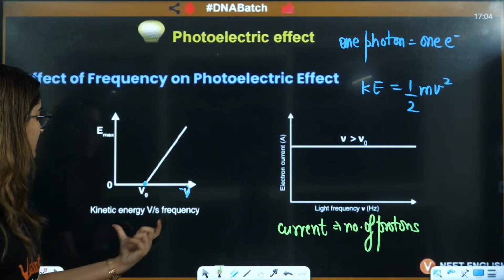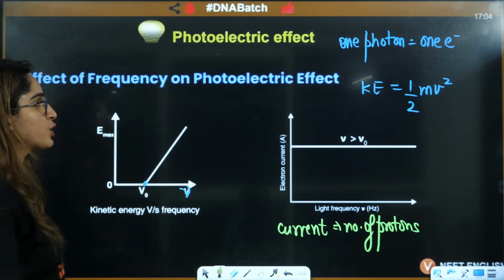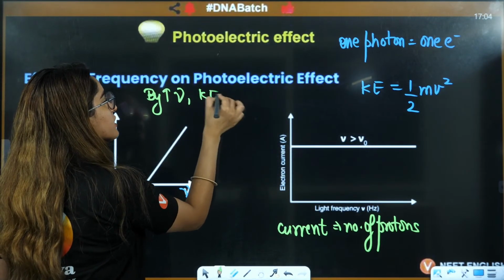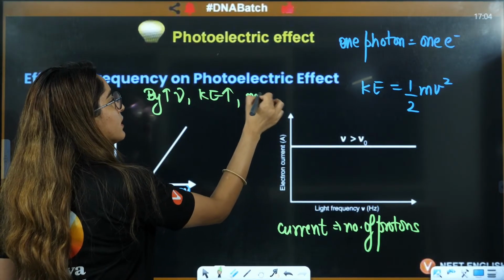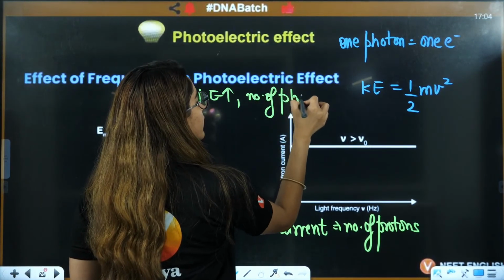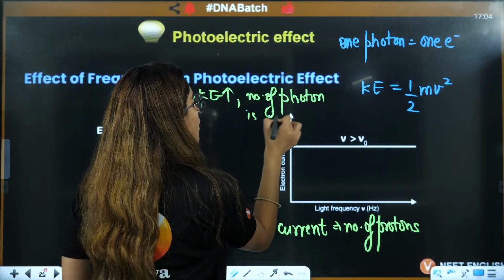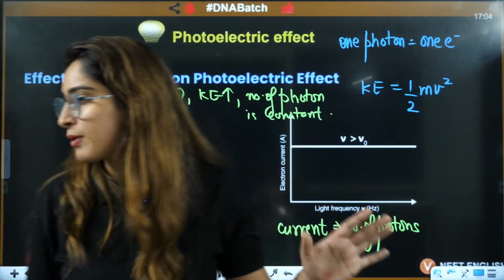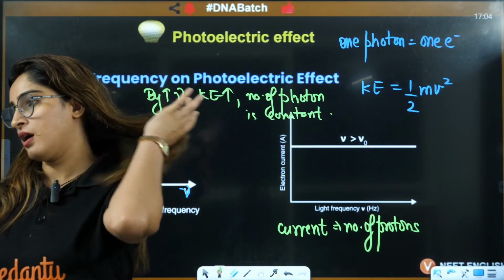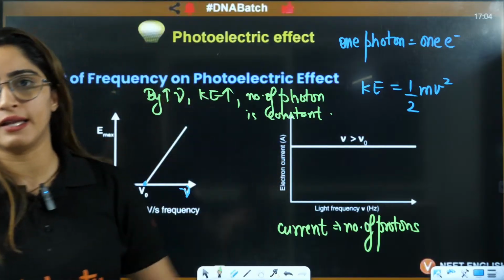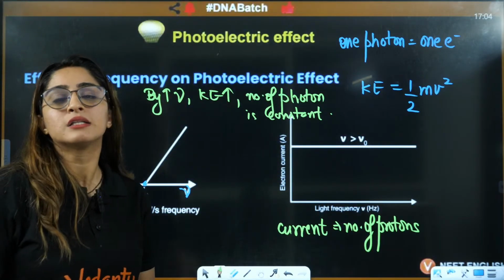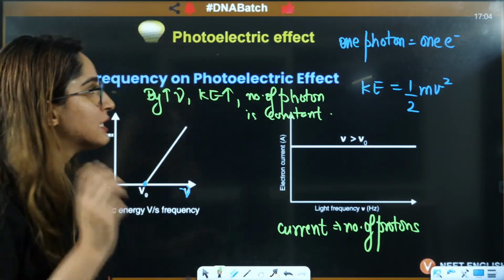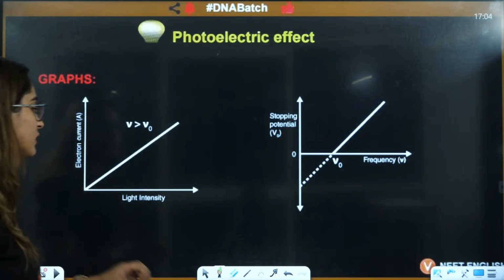So as you increase the frequency, the number of photons will not increase, but kinetic energy will increase. Number of photons is constant, right? Is this thing clear to everybody? Number of photons is constant, but kinetic energy will increase. Minimum threshold frequency is the minimum frequency required to take out that electron from the metal, right? Now let us see the other graph.